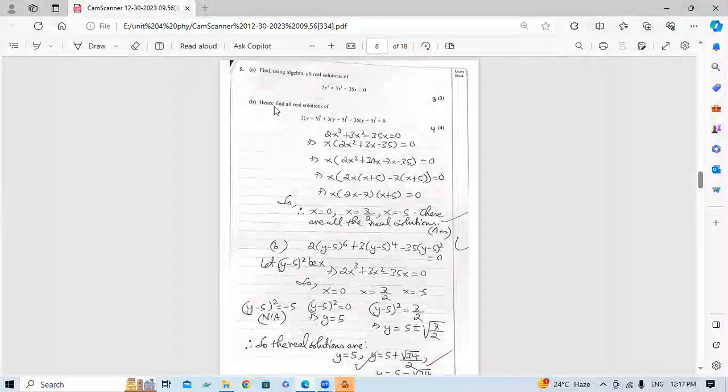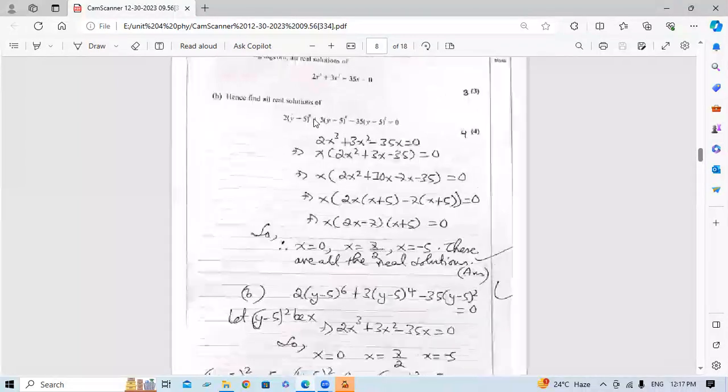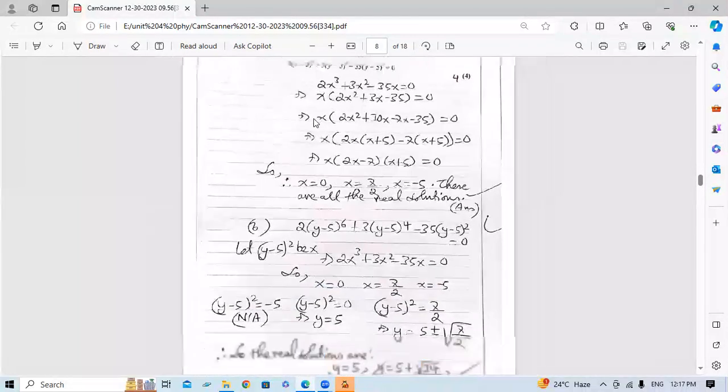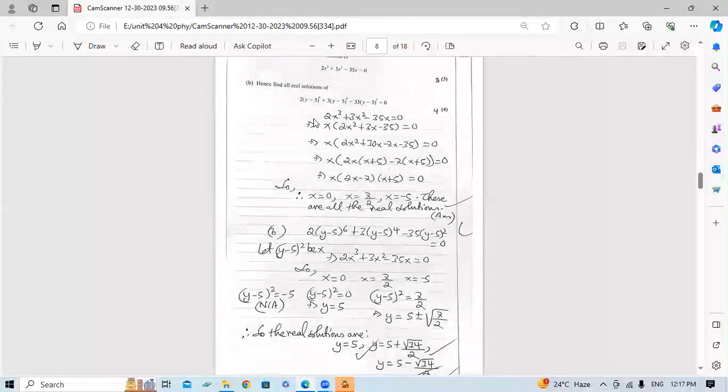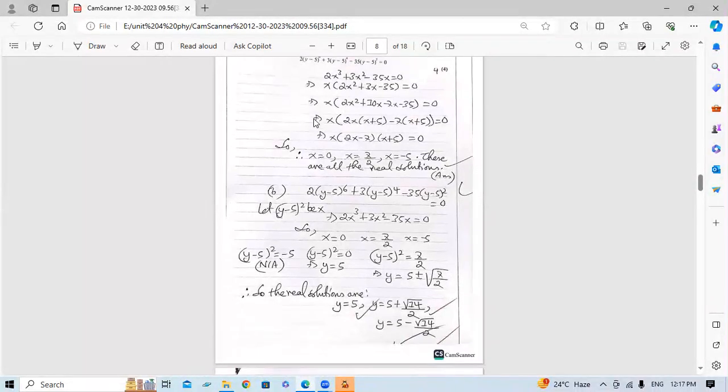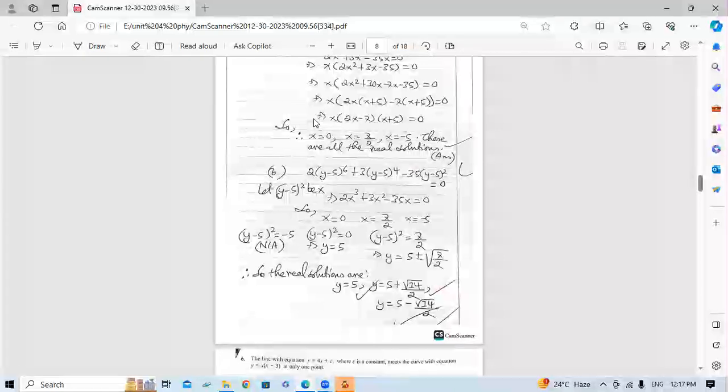And in part B, hence find all the real solutions of 2 into (y minus 5) to the power 6 plus 3(y minus 5) to the power 4 minus 35(y minus 5) whole square. So over here, we can let (y minus 5) whole square be x. So if (y minus 5) whole square is x, then (y minus 5) to the power 6 will be 2x cube, and the whole expression would be 3x square minus 35x equals 0.